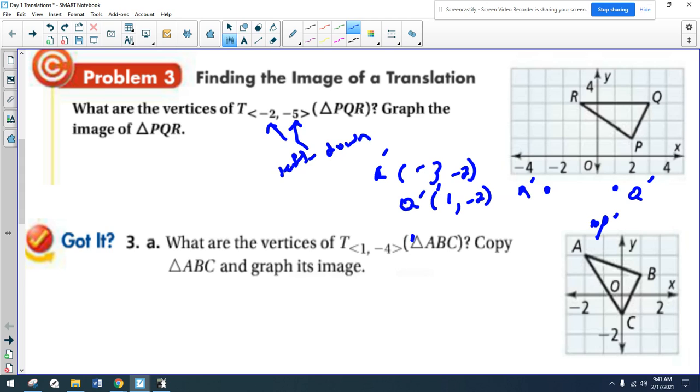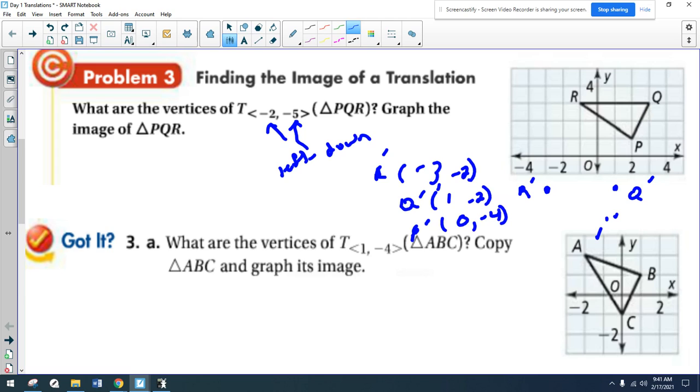And then for P prime, it looks like, what did we do? We went over 1, 2, and then 1, 2. So that's -1, -2, -3, -4. So I'm going to have (0, -4) for my P prime.